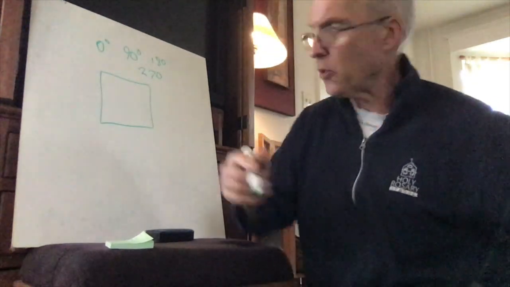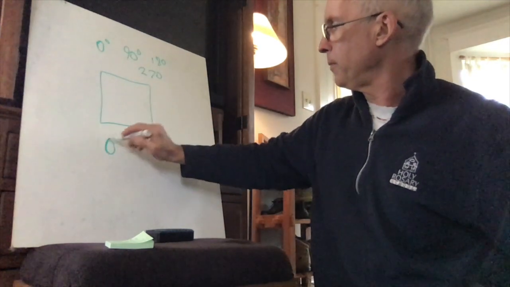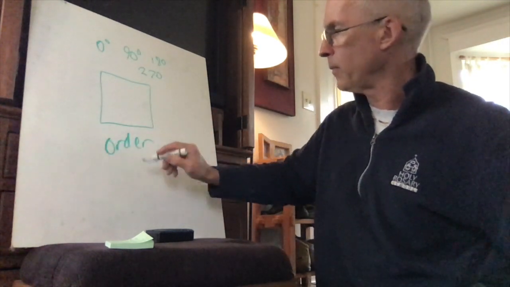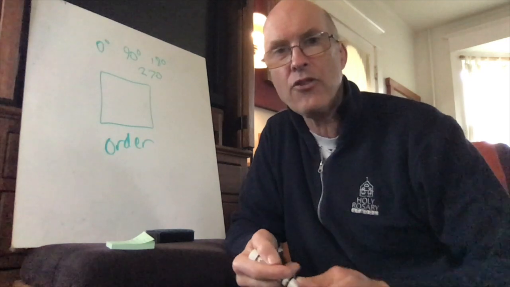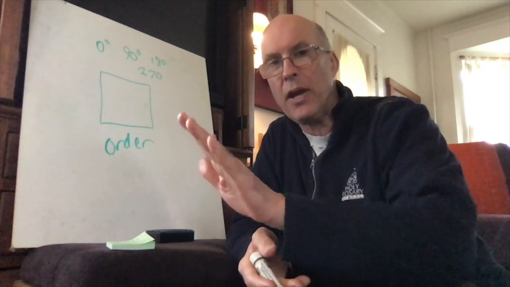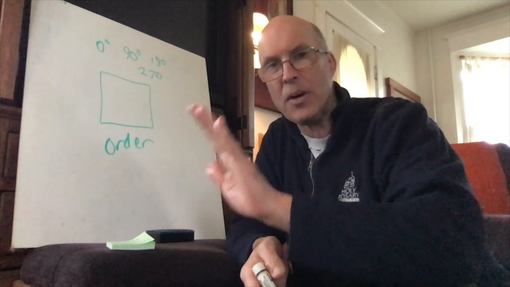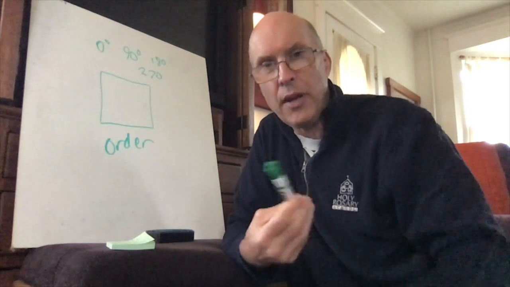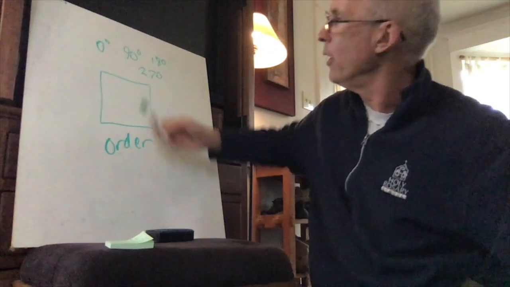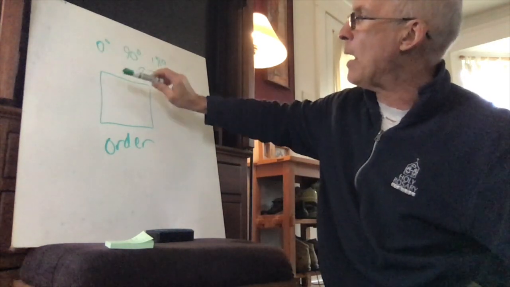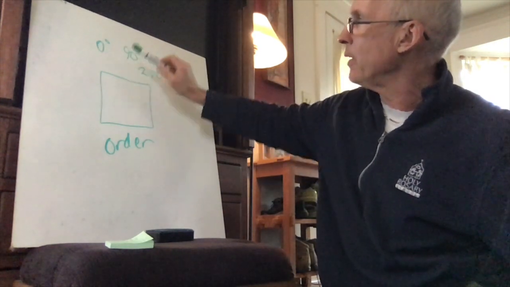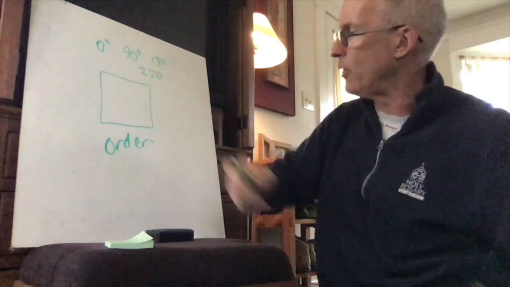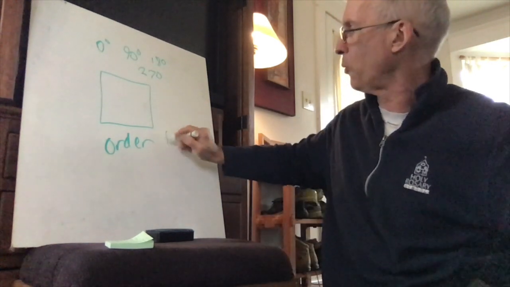There's a thing called the order of symmetry. The order of symmetry is just how many times, as you rotate it, it is going to match up with itself in between 0 and 1 whole turn. Okay? So it matches up with itself now, at 90, at 180, and at 270. So this one has an order of 4.